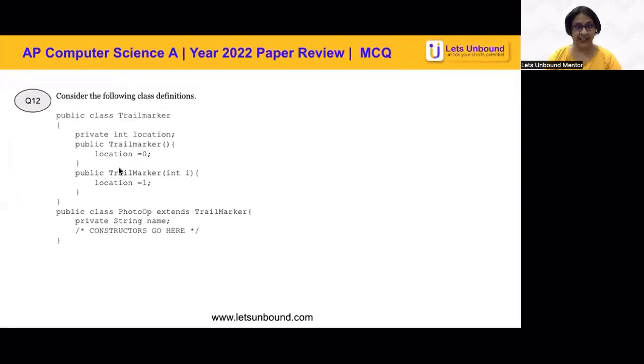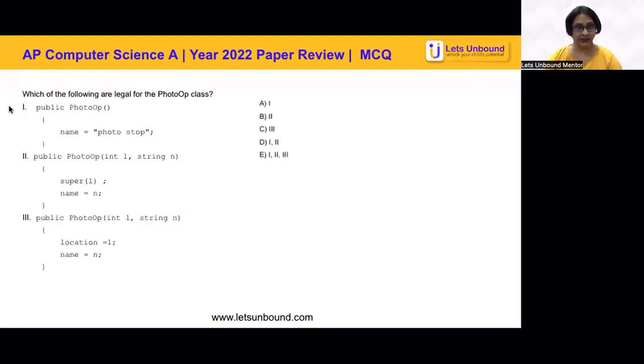Now, this class has one more constructor which takes one parameter as an input. The value of this parameter is assigned to this location variable. After that, we have a class PhotoOp, which is inherited from the class TrailMarker. It has a private String name instance variable, and this instance variable has to be initialized in the constructor of this class PhotoOp. Now, the question is, which of the following are legal for the PhotoOp class?